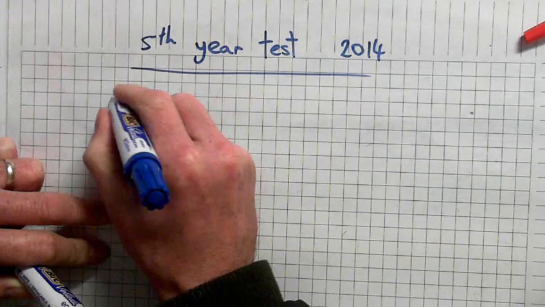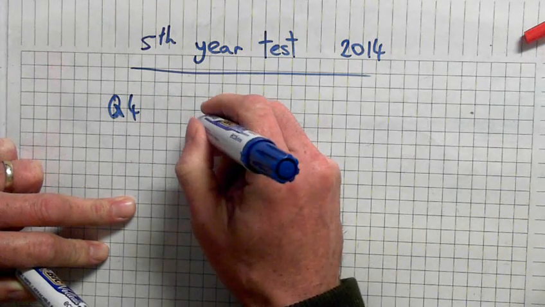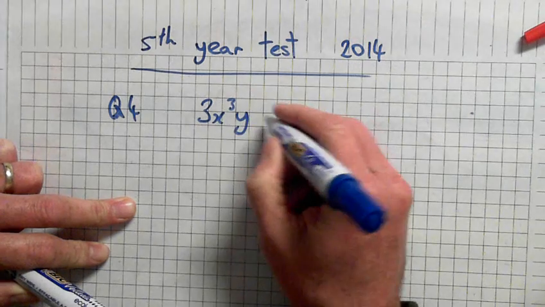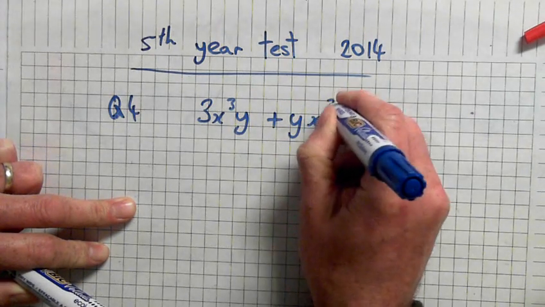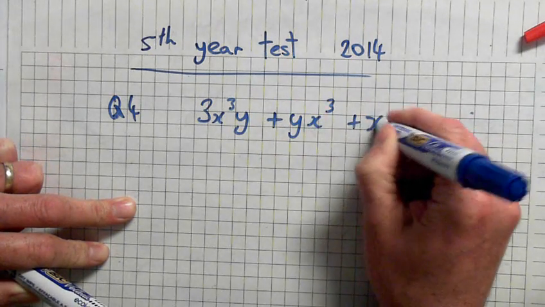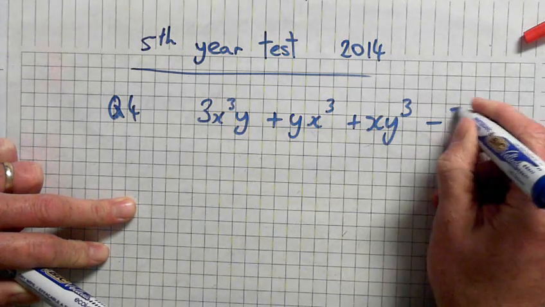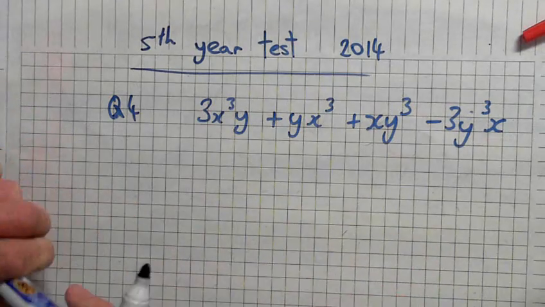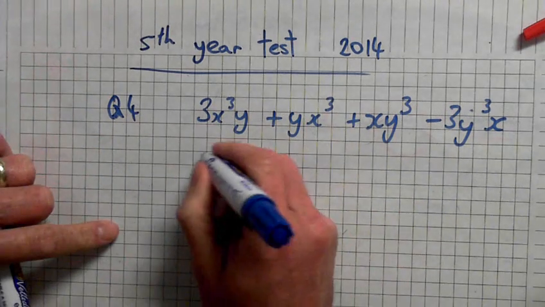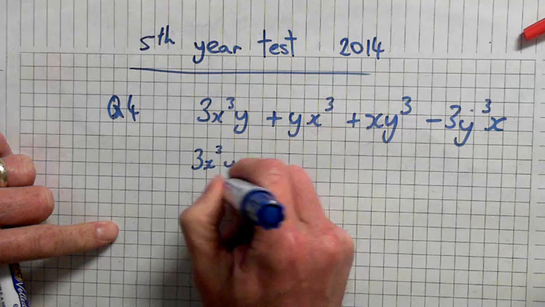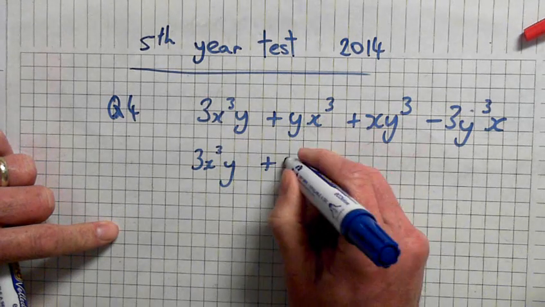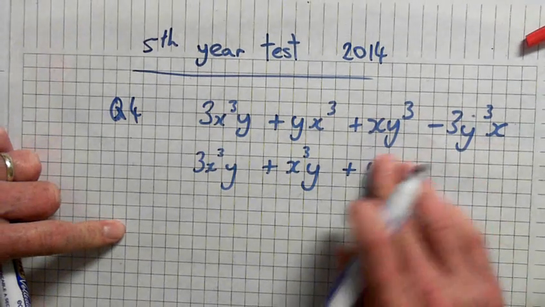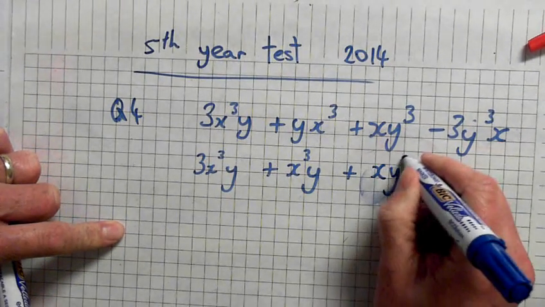Question 4, add or simplify. So add or simplify 3x3y plus yx3, xy3 minus 3y. Right, first thing you could have done here was put the x's first and the y's second, so just write it down. You didn't have to do that. x3y, so it's okay the way it is.